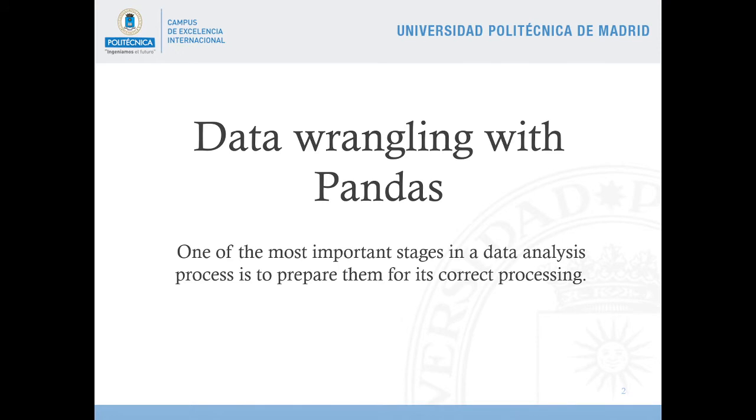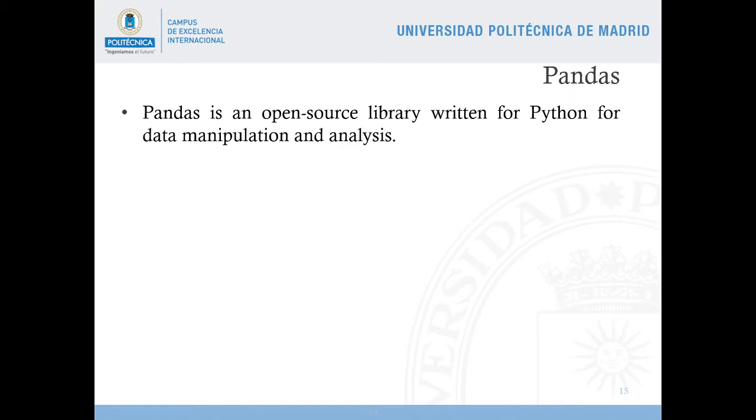With pandas. Data wrangling is one of the most important stages in data analysis processes. We are going to prepare the data for its correct processing. So, pandas is an open source library which is written for Python. I think that you can also find it as a standalone application, but in this case, we are going to use the library written for Python, and you can use it for data manipulation and data analysis.